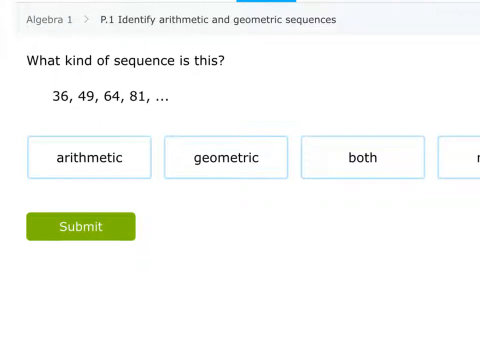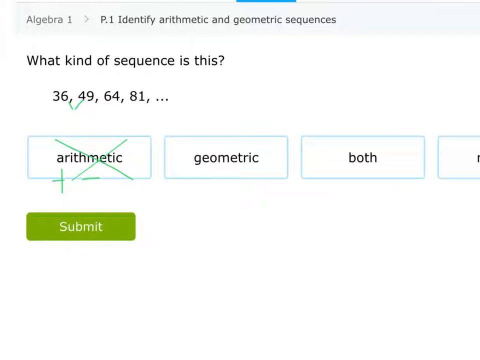In this example, we have the sequence 36, 49, 64, and 81. So again, first I'm going to check to see if it's arithmetic. If I take 49 minus 36, I get a difference of 13. But if I add 13 to 49, I get 62. So it's not going to be arithmetic.